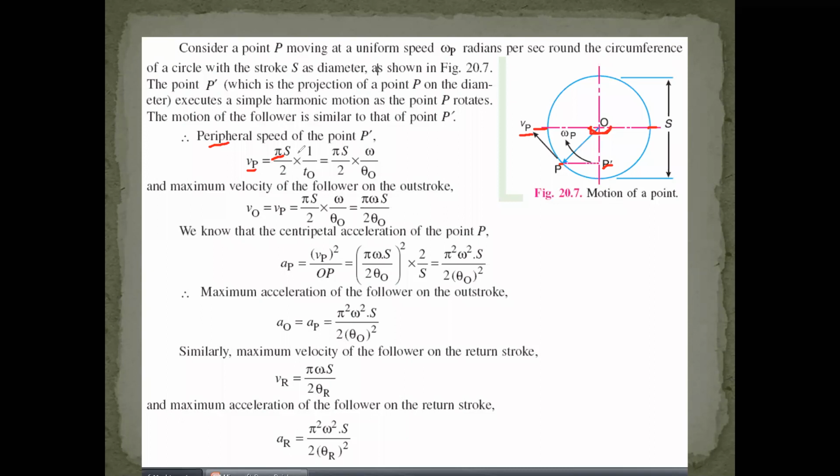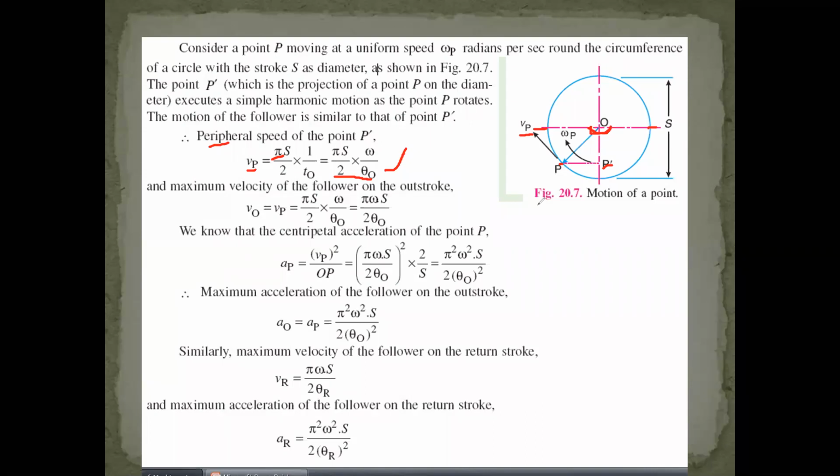That is the displacement. But we have to write our velocity. Velocity means displacement with respect to time, so r is multiplied with 1 by t naught. Simplifying that, pi omega s by 2 theta naught is our velocity. Now we go on to find the maximum velocity of the follower on the outstroke period.